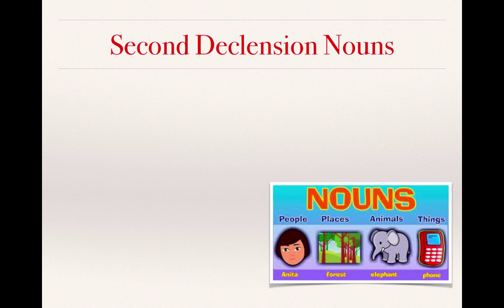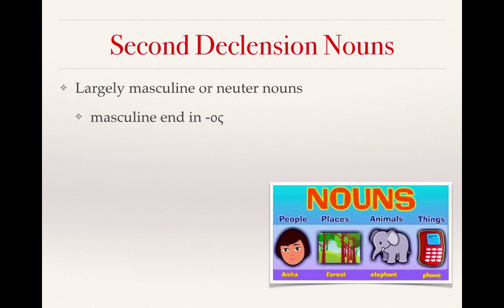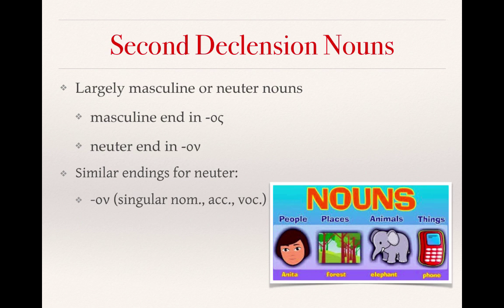So let's learn our second pattern of nouns, known as second declension nouns. These are largely masculine or neuter nouns. They typically end in os for masculine or on for neuter. And they have very similar endings in the neuter, which means that on occurs in the singular nominative, singular accusative, and in the singular vocative. And that a occurs in the plural nominative, plural accusative, and plural vocative.